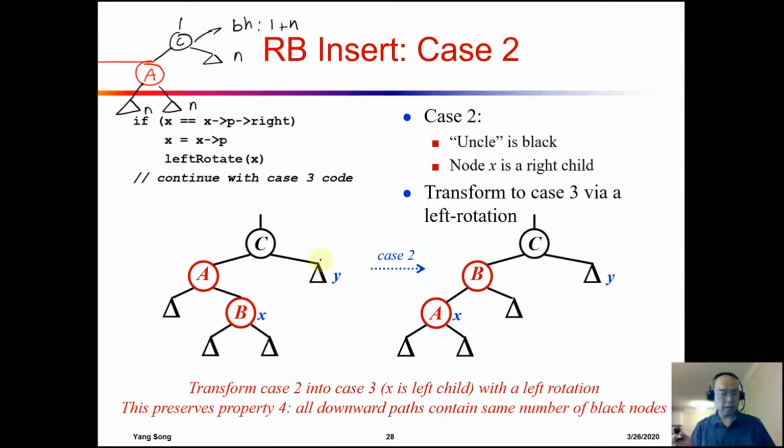You may say it doesn't really solve the problem. On the left side, we have two consecutive red nodes A and B. After the left rotation, we have two consecutive red nodes again, B and A. So we didn't solve any problem. However, we have transformed case 2 into case 3. Case 2 itself doesn't solve the problem; we are still violating the rule. However, we are going to move on to case 3.